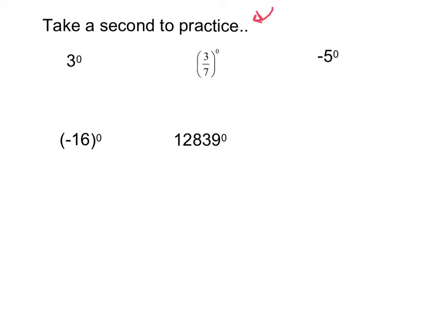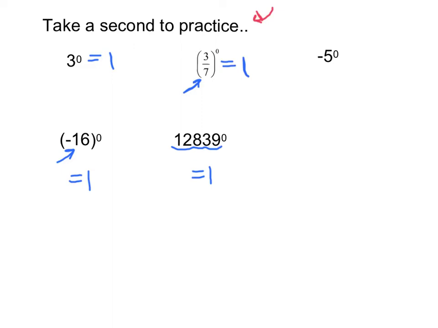So 3 to the 0 power, well, we know now that that's just 1. Negative 16 to the 0 power. Again, this negative 16 is in the parentheses, so this is equal to 1. Now any number to the power of 0 is always 1, so despite this being a large, gigantic number, this is always equal to 1. Same thing goes with this example up here. Fractions, doesn't matter, equal to 1.